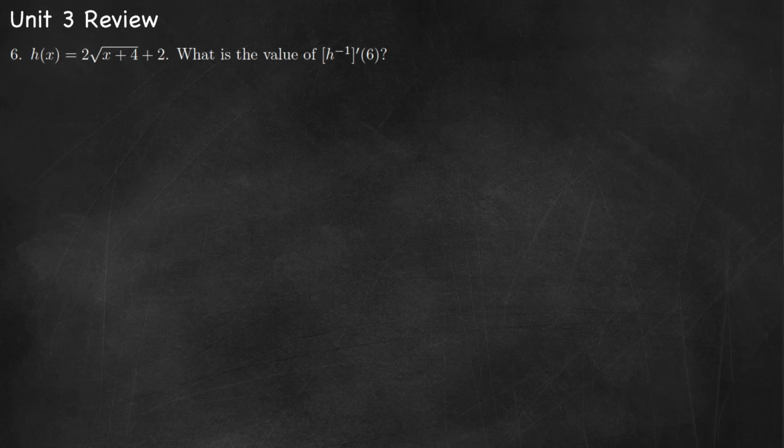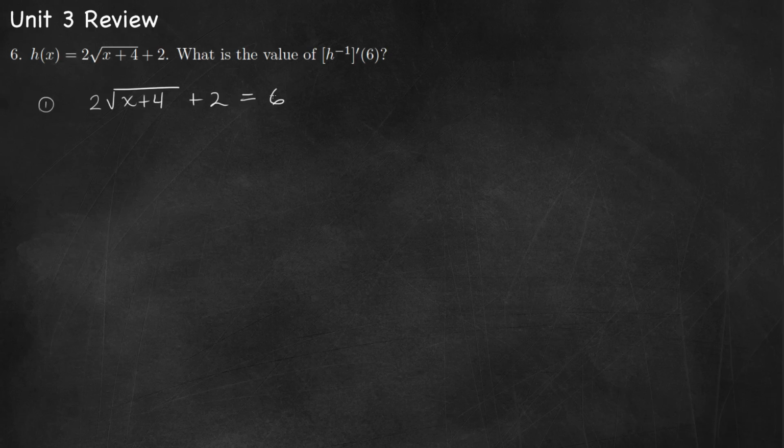Number 6, h of x equals 2 times the square root of x plus 4 plus 2. What is the value of h inverse prime of 6? So step 1, we're going to find where does h of x equal 6. So we take our equation for h, 2 times the square root of x plus 4 plus 2, and we set that equal to 6 and solve.